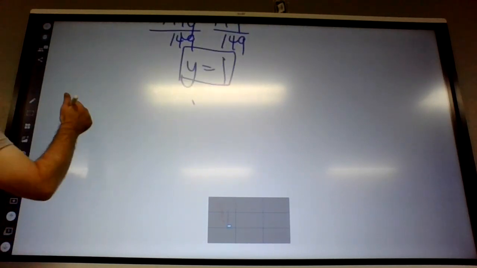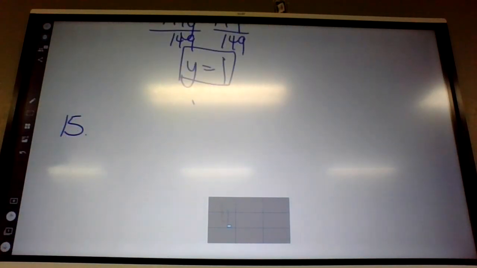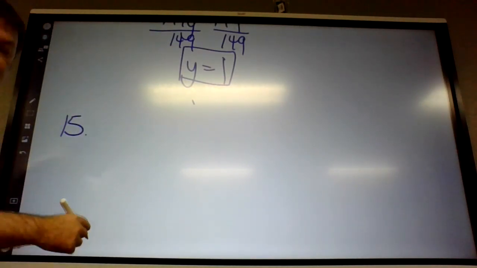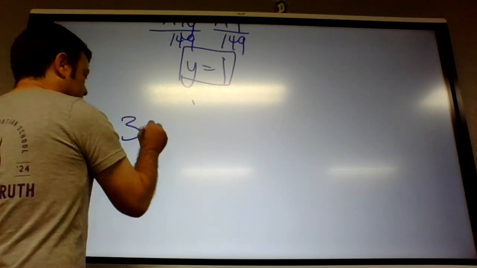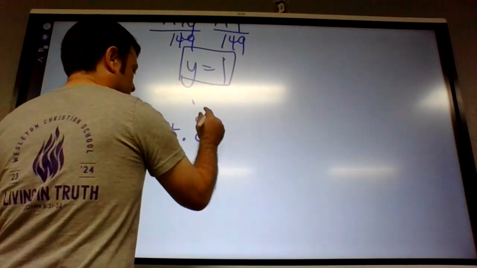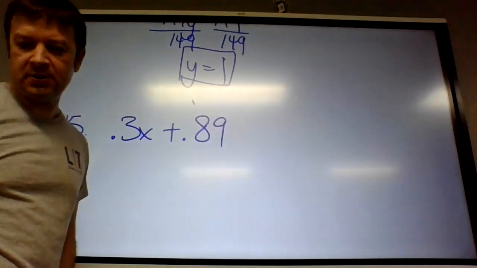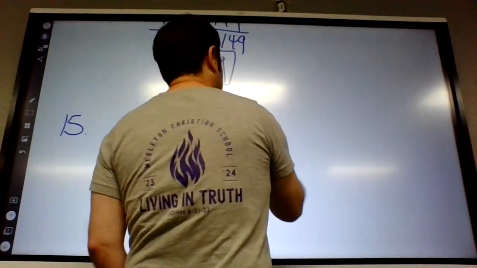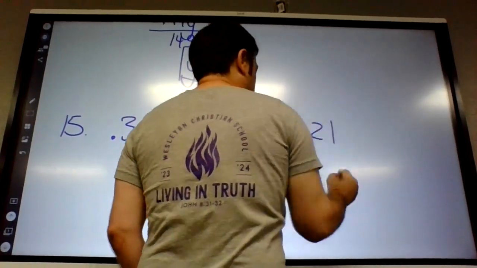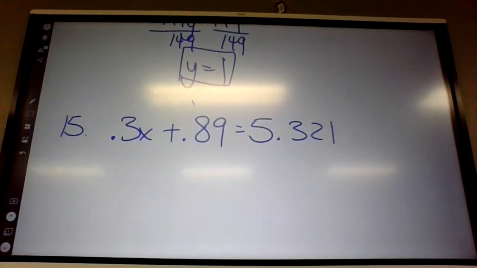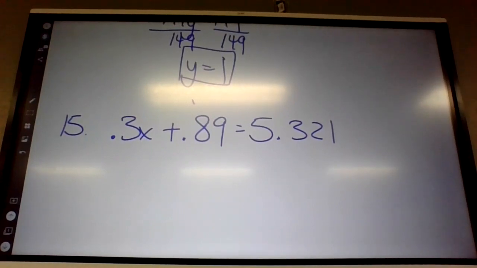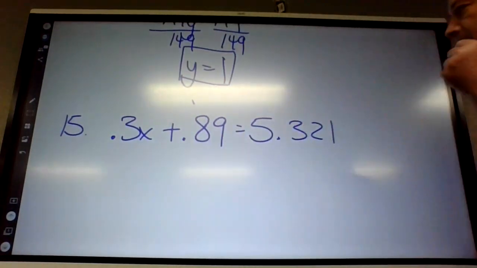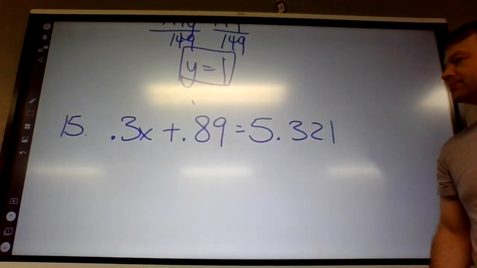All right, 15. 0.3x plus 0.89 equals 5.321. Okay. Brian, any ideas what we're doing on this one? We have to turn 5.321 into a whole number, so we had to multiply by 1,000.